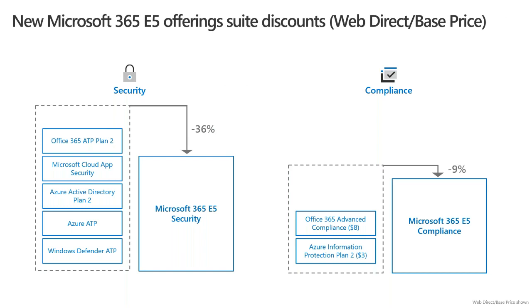Why is the discount a little bit less on the right-hand side for compliance? Because there are fewer products on the right-hand side, so you're only bundling two, whereas in the security stack there's a whole bunch more, and the more offerings that are bundled together, the bigger the discount Microsoft is able to give you when you're looking at buying one of these new offerings.